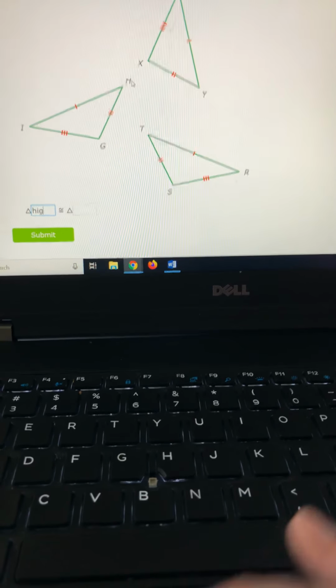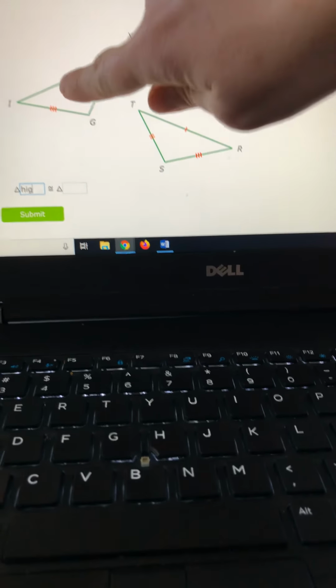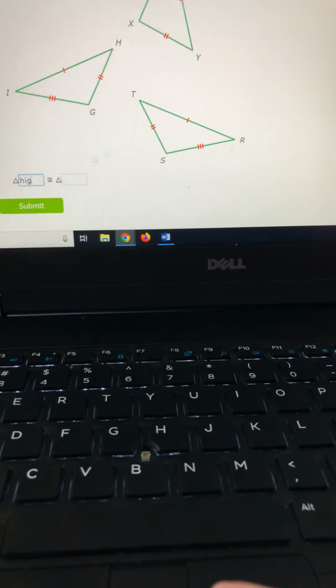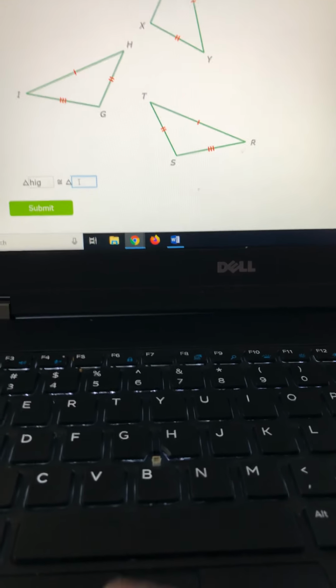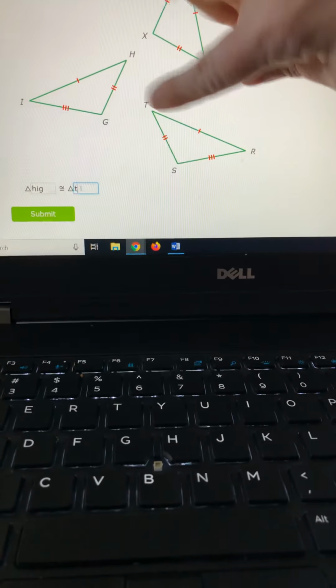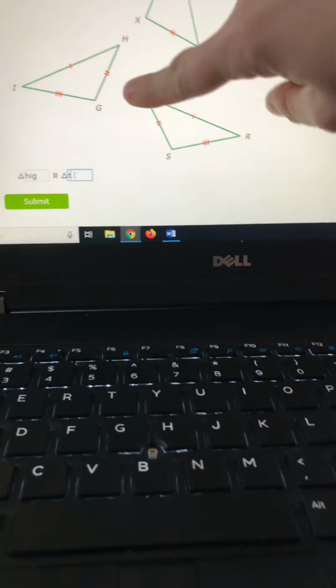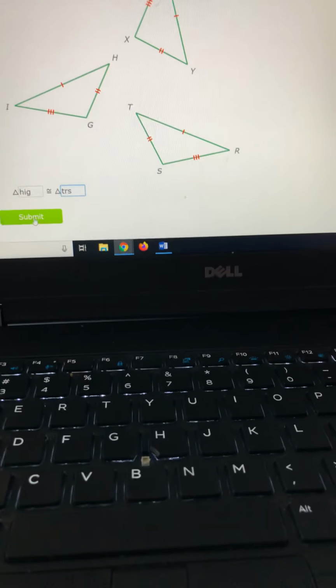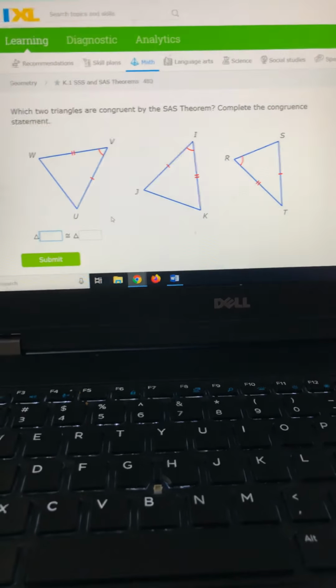So H starts here at 1 and 2 ticks. On this one, the 1 and 2 ticks is T. So T would need to come first. Okay, so H to I follows the 1, so T, R, S. And I'll hit submit. See, good work.